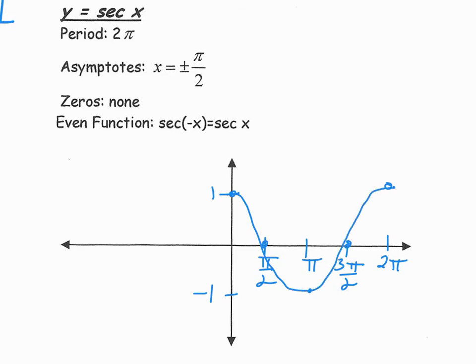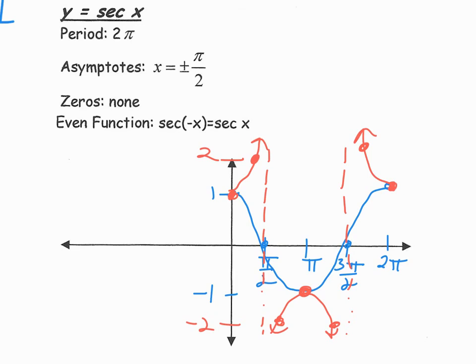Now, anytime cosine is 0, secant should be undefined. So I should have an asymptote here at pi over 2, and another one over here at 3 pi over 2. All right, and then if I do the same kind of reciprocal idea, reciprocal of 1 is 1, reciprocal of a half is going to bump up to 2, reciprocal of negative 1 is negative 1, same thing with negative a half is negative 2, and then the same thing over here. Okay, so all these red points make up your secant curve. So it looks like this, upside down in the middle, and then toward the asymptote at the end.